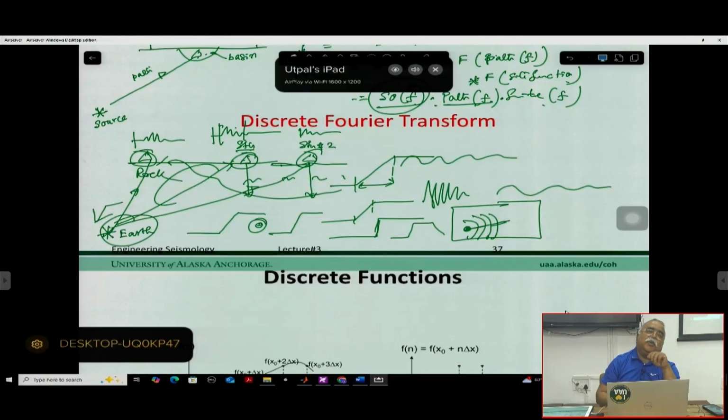We will be discussing in our source modeling how the source function can be modeled, and how from the source function a signal can be generated in the time domain. So that will be coming after that. I think next week we will be doing that.